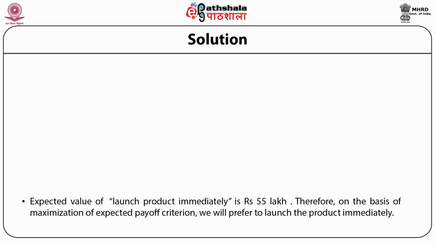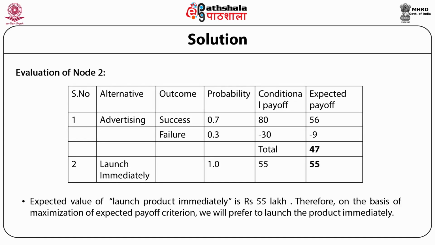Now I will move to decision number 2, that is represented by box number 2. In this case, again we have two alternatives: go for the advertisement of 6 months or launch it immediately. In case of advertisement, the probability of success is 0.7, and the probability of failure is 0.3. We are given the conditional payoff, and we can calculate the expected payoff. The total payoff in case of the advertisement is 47 lakhs, and in case of the launch immediately, the total payoff is 55 lakhs. So obviously the decision number 2 would be to launch the product immediately because of the maximization of the payoffs.